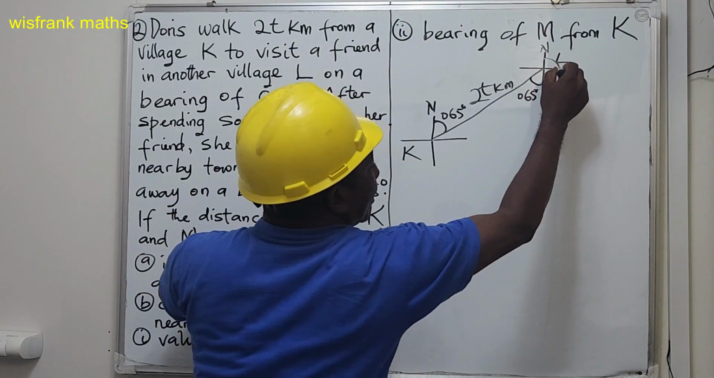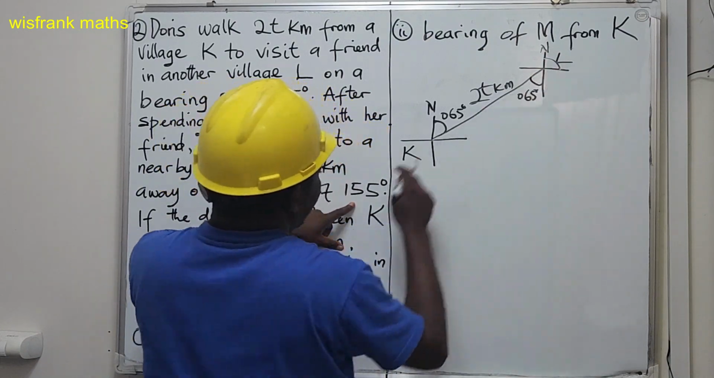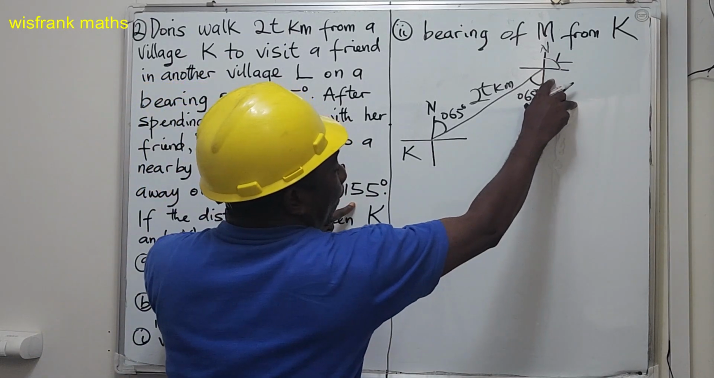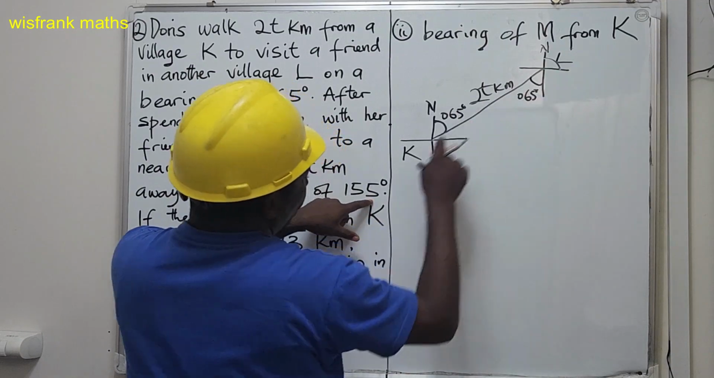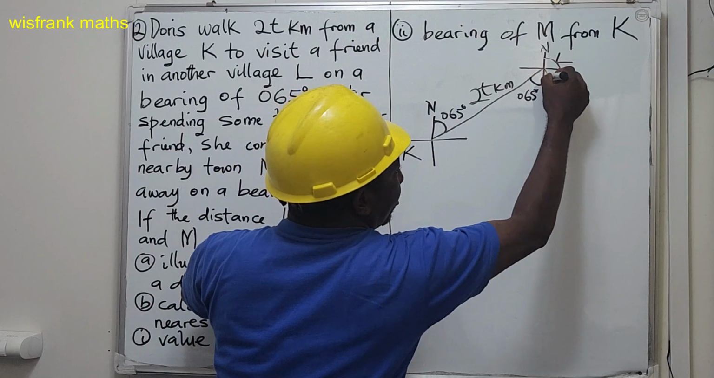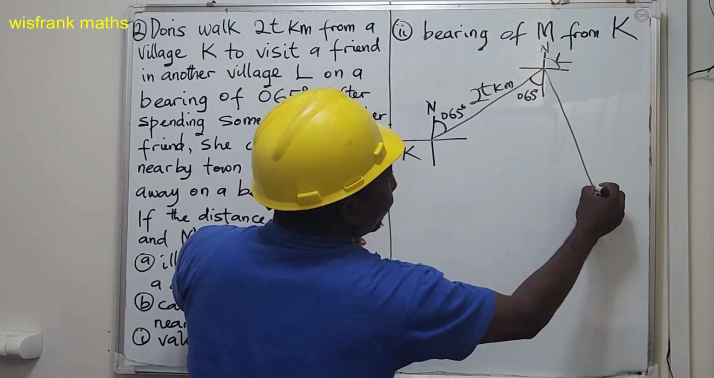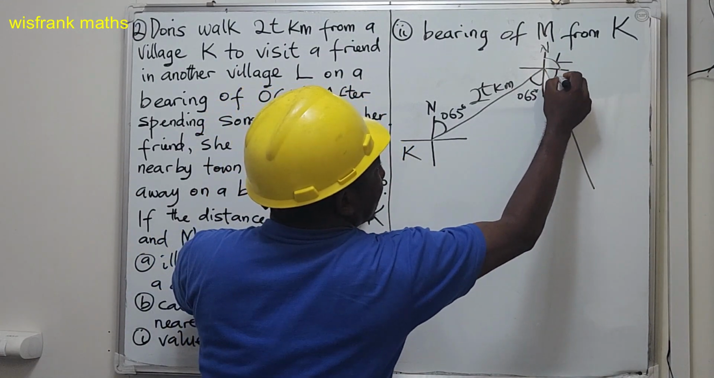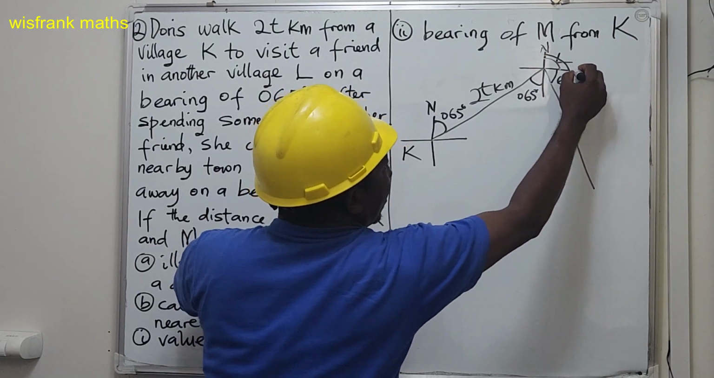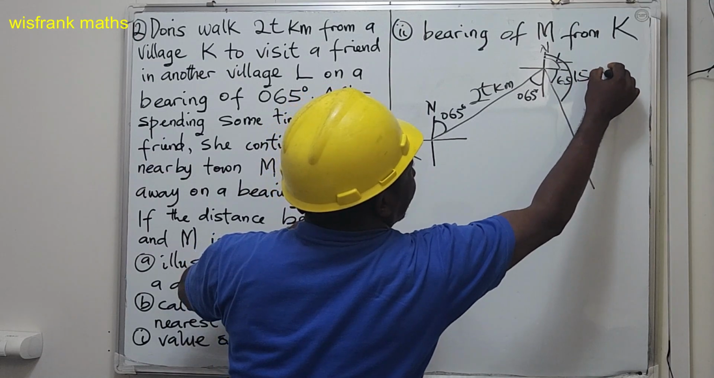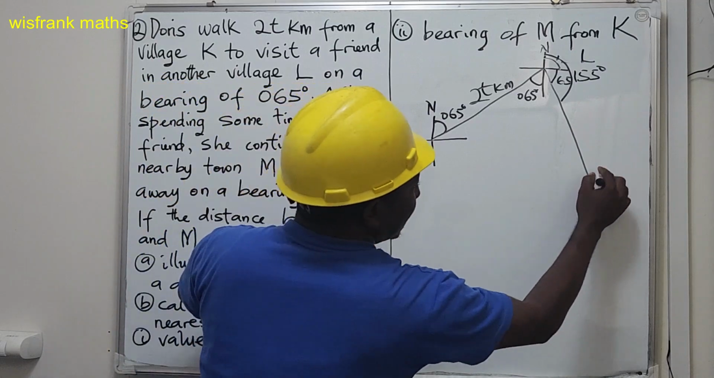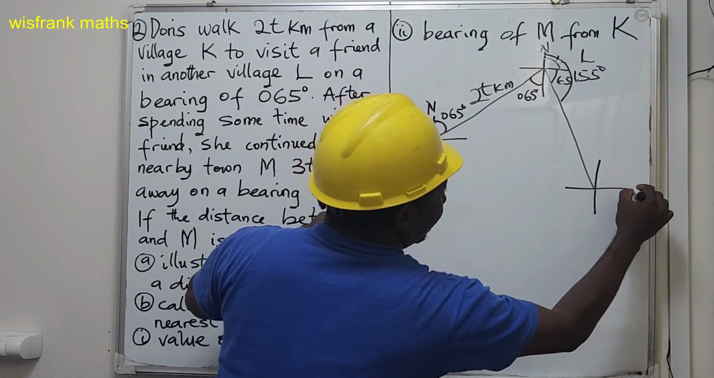We have 90 and another bearing to add to this 155. 90 plus 65 will give us 155. So another 65 degrees will come here. So here we have 65 degrees and here is 90. So from here to here we have 155 degrees. This is down L.